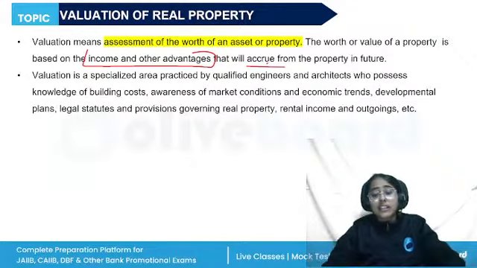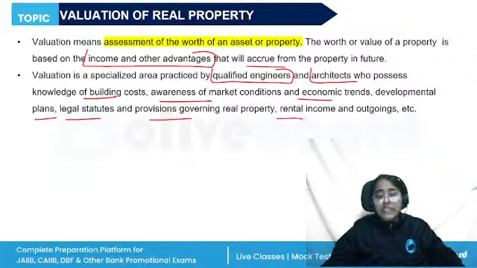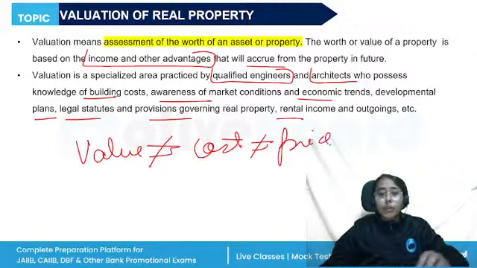specialized area which is practiced by qualified engineers and architects who possess the knowledge of building costs, awareness of market conditions and economic trends, development plans, legal statutes, provisions, rental incomes, etc. So the value of the property does not equal the cost or the price of the property. We do the valuation taking into account all of these factors.